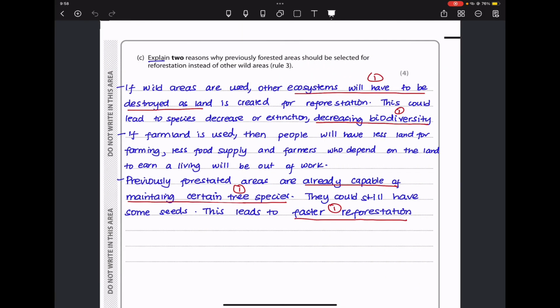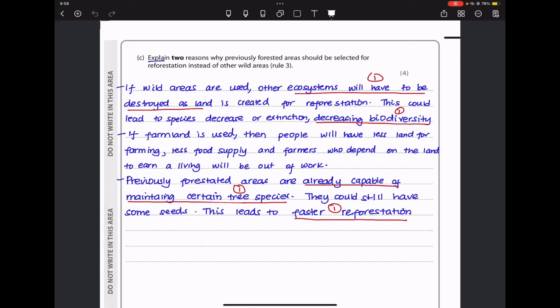In part C, explain 2 reasons why previously forested areas should be selected for reforestation instead of other wild areas. We do not have to destroy land that is already occupied or land that is used for farming in order to plant these trees. If wild areas are used, other ecosystems will have to be destroyed as land is created for reforestation. This could lead to species decrease or extinction, decreasing biodiversity.